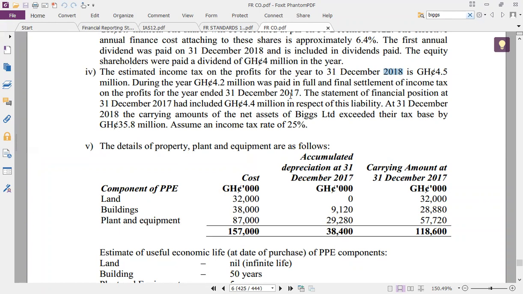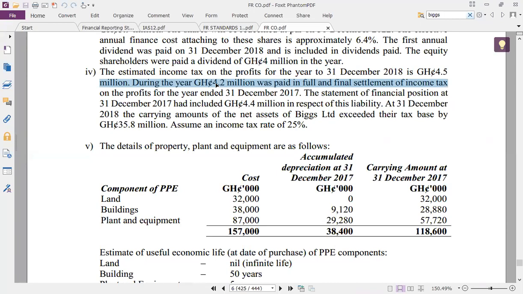Fine. The financial statement of financial position as at 31 December 2017 had included 4.4 million in respect of these tax liabilities. Okay, so the provision made was what? 4.4 million. But the final tax is what? 4.2. So will it create under or over? The provision made is 4.4, but the final or agreed tax is 4.2. So I think the provision is more. So it will be over provision of 0.2, which is 200.